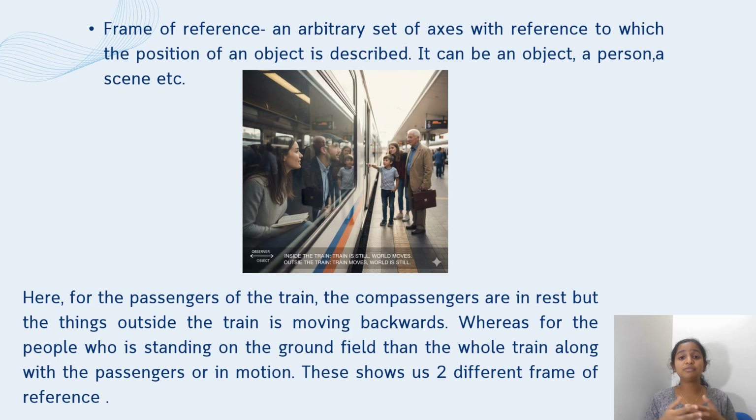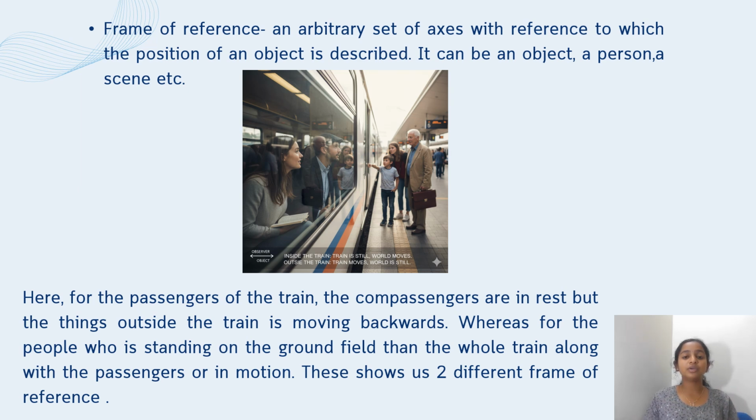A frame of reference can be an object. It can be a person like me and like you, or it can be a scenario. So, for example, with respect to me, something is in motion. That subject will not be in motion with respect to your frame of reference. So frame of reference is an arbitrary set of axes with reference to which the position of an object is described.